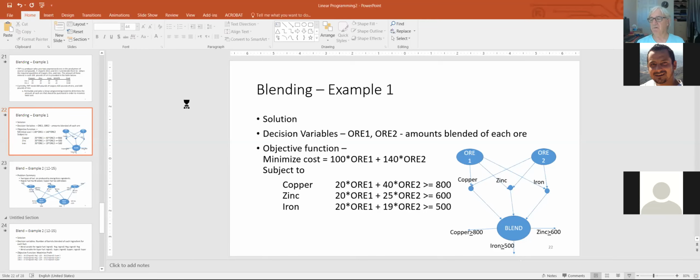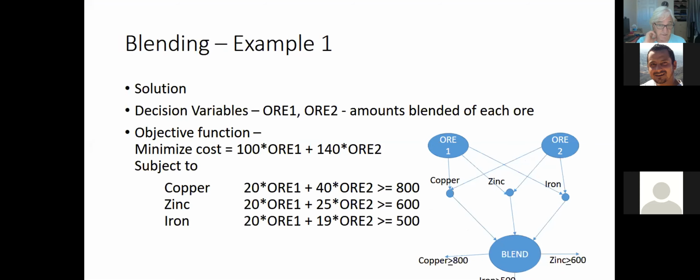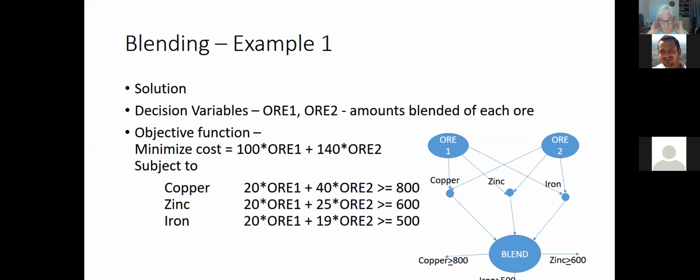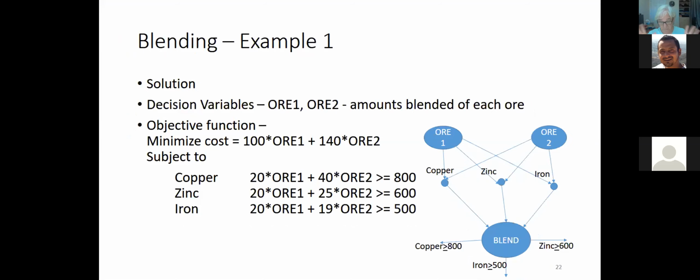I'm reminding you of the file that you saw last time. The blending problem that you saw last time was quite simple, demonstrated by this diagram here. And I show you the diagram because the next problem is going to be presented as a diagram also, and immediately you will see the difference.